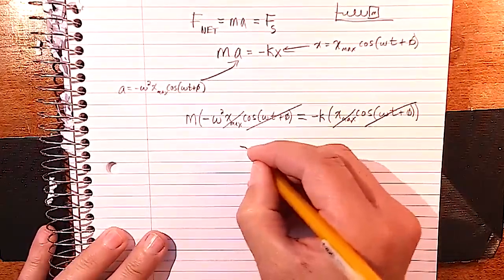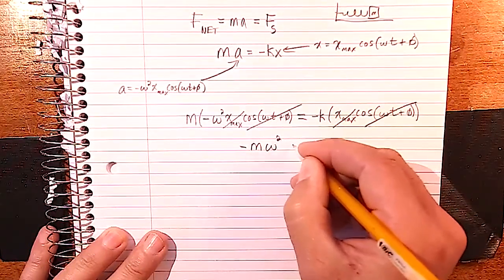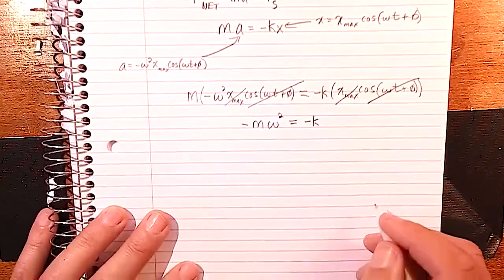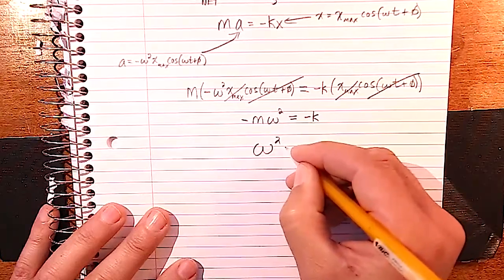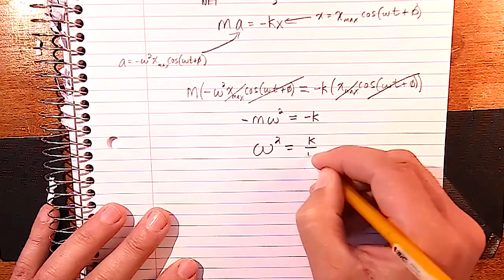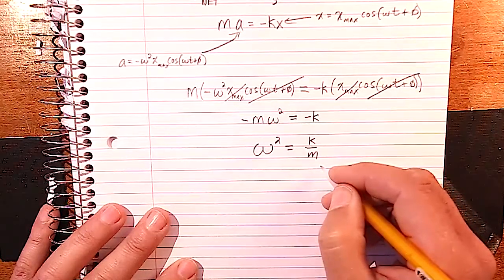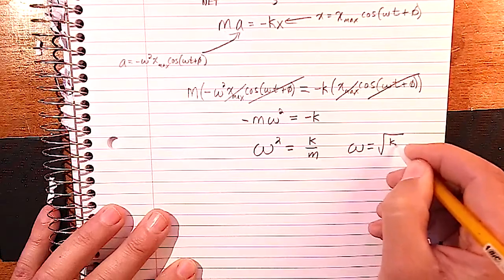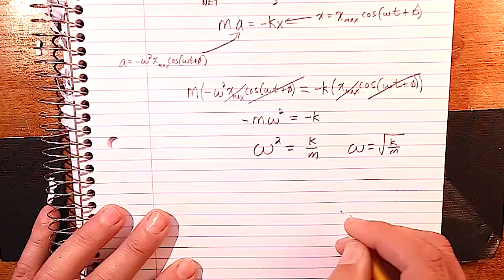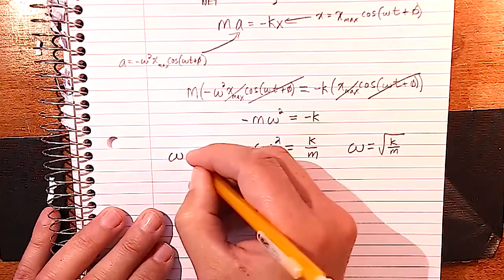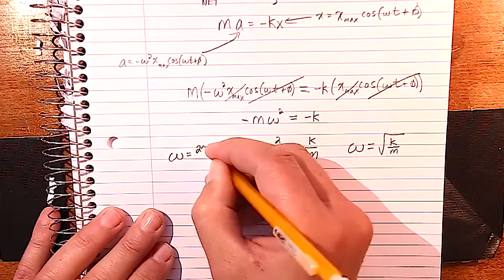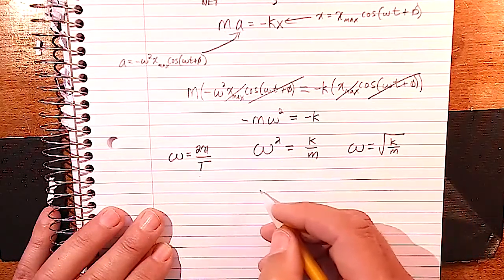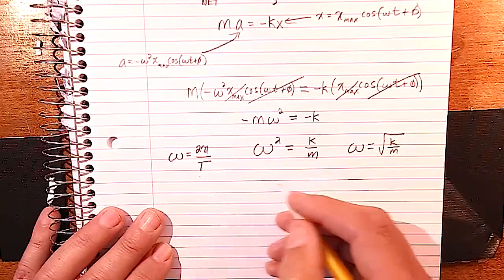Well, that leaves us with negative m omega squared minus k. And get rid of the minus signs, and we can rewrite that as omega squared is equal to k over m. This part is super important because this gives us a relationship for angular frequency, and that's related to k, the square root of k over m. But we also can remember from before that omega is 2 pi over T. So we're going to work in this T so we can figure out the period, the time it takes for this to go back and forth.